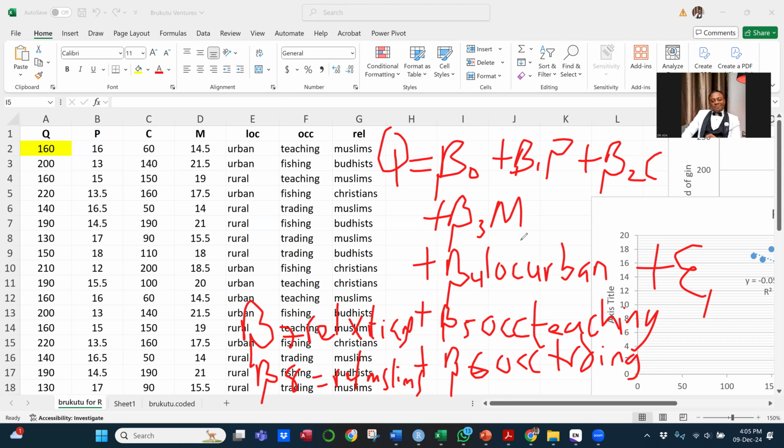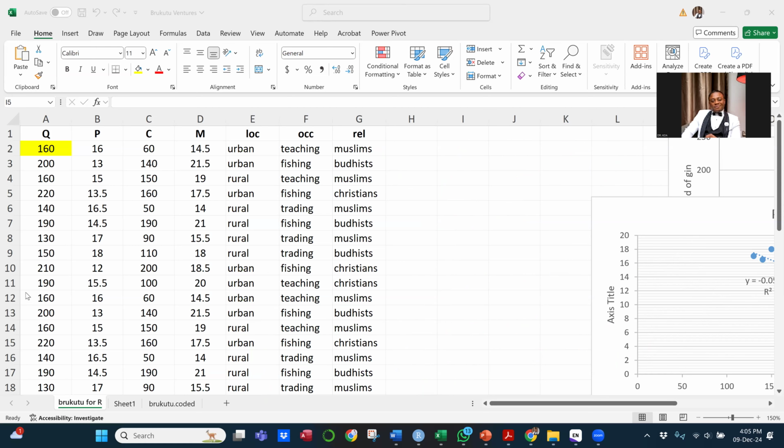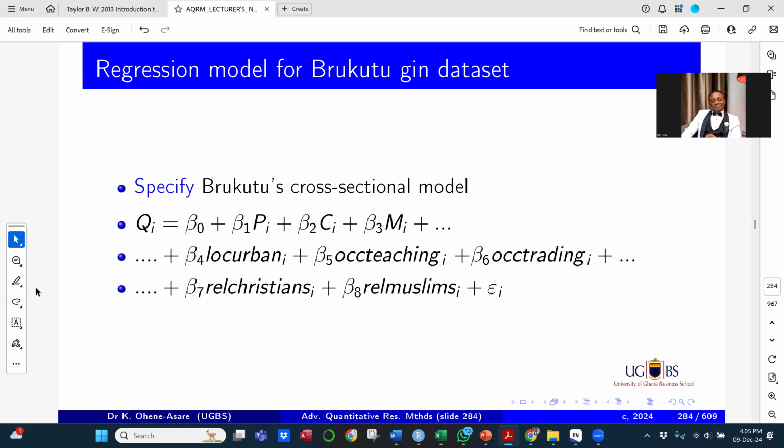Remember, you have to bring in the subscript i under each independent variable. Let me show you how this was done in the slides. So this is your specification, the specification of the Brukutu Ventures cross-sectional model. Guys, look at it closely. This is what you sometimes see in journal articles. This is a simple cross-sectional multiple regression model, and this is how you specify it.